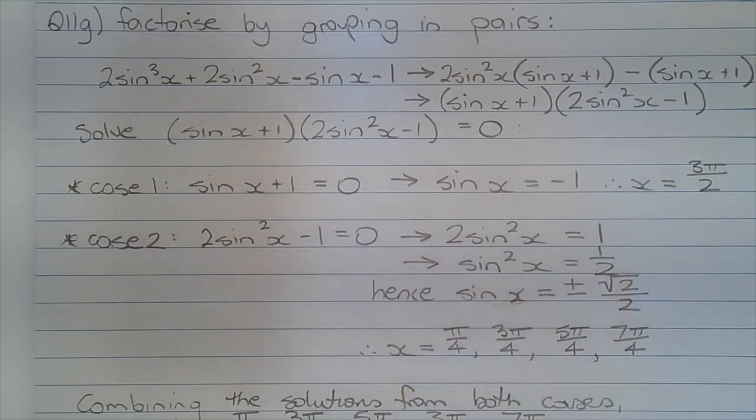equals half, and then taking the square root of both sides, we get sin x is equal to plus or minus √2/2, or plus or minus 1/√2. So this means that there are going to be four angles, so we're going to have an angle in each quadrant. So when sin x is equal to positive √2/2, that's quadrants 1 and 2, so x equals π/4 and 3π/4. And when sin x is equal to negative √2/2, x equals 5π/4 or 7π/4.